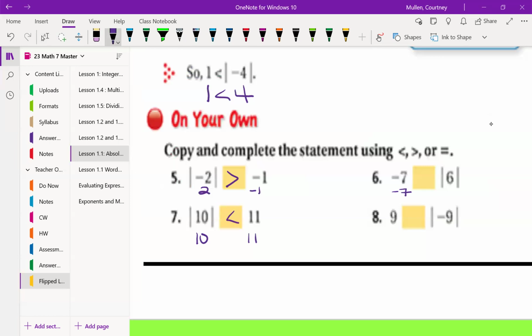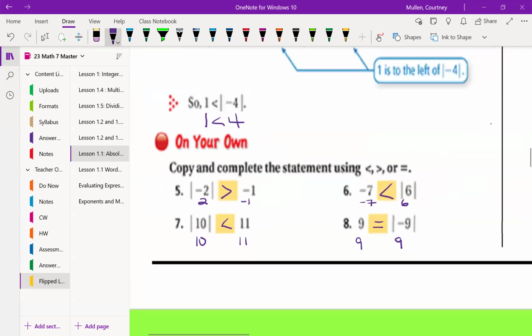What's the absolute value of 6? It's 6. So positive is greater than a negative. And then we have 9. What's the absolute value of -9? It's also 9. So these are equal.